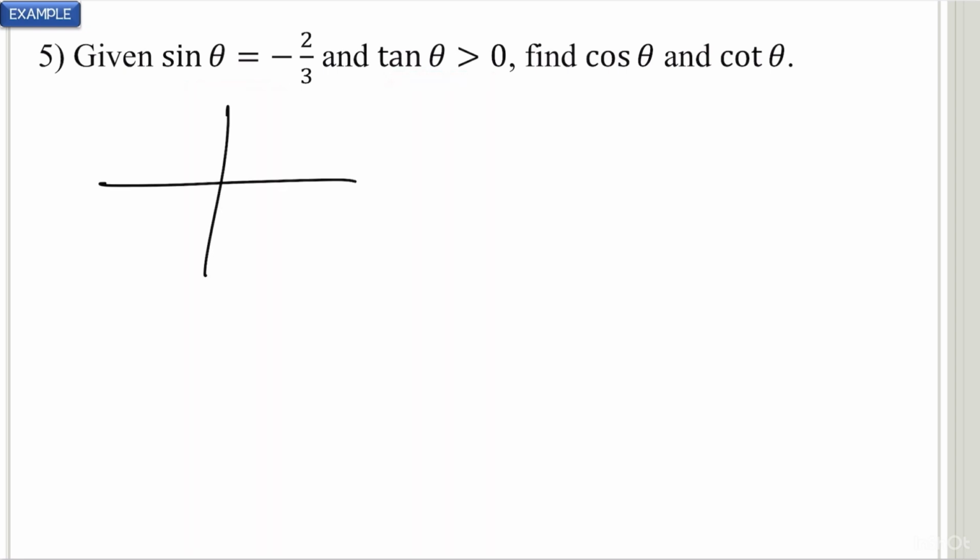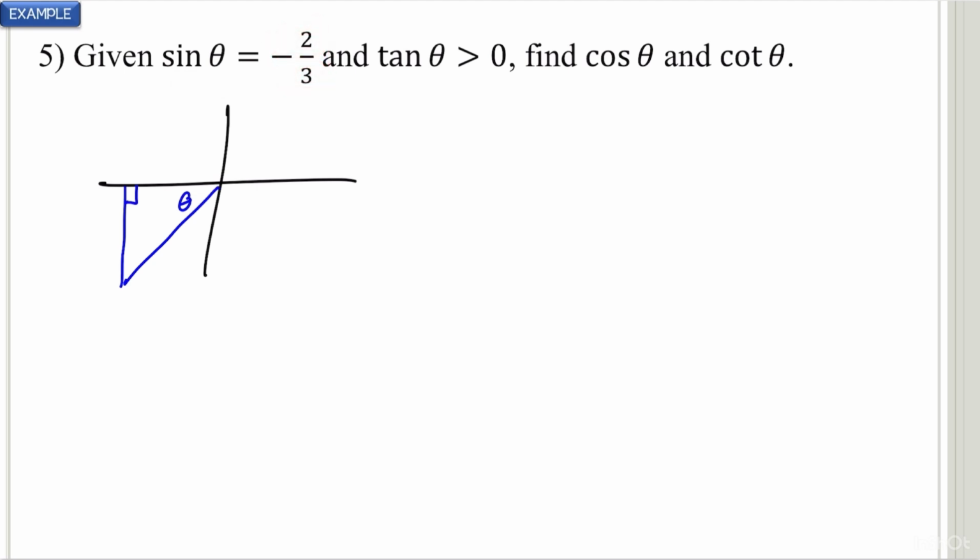The sine is negative if I'm going down from my y coordinate, so it's either 3 or 4, but tangent is positive in quadrant 3. So I'm going to draw my ray in quadrant 3, and I'm going to label this as theta here. You can label it theta or theta prime, it doesn't really matter. We've done problems like this before. I'm going to label it such that the sine of the angle would be -2/3.